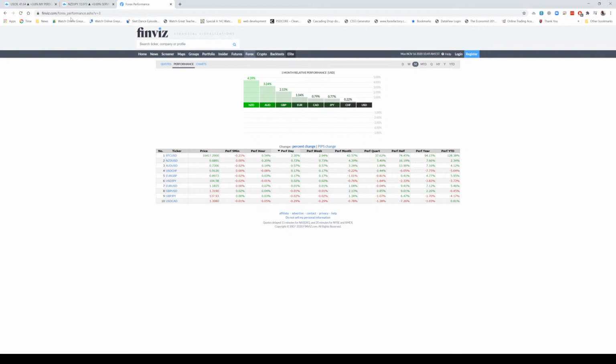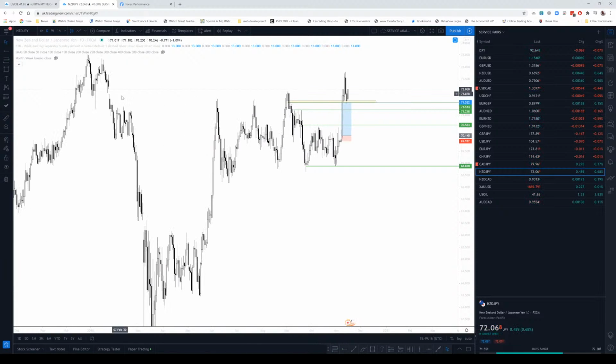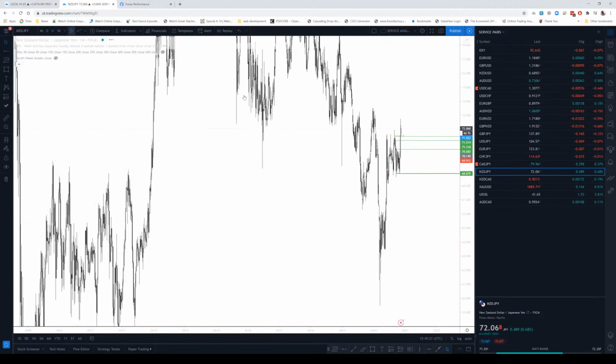So I think we will get a continuation to the upside. It came back to this gap and found support. I think I did mention where this thing should be going last week.